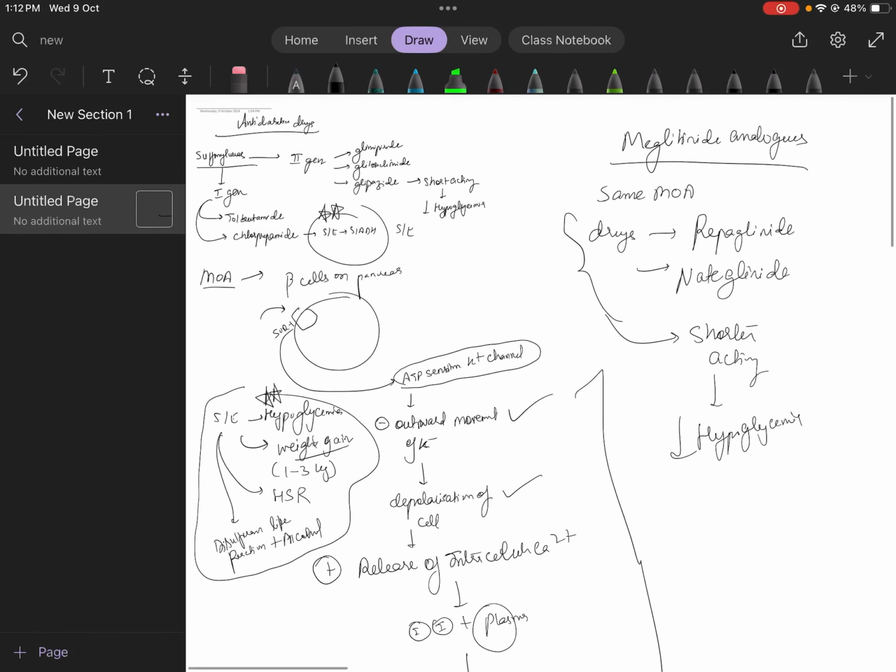So this is all about sulfonylureas as well as meglitinide analogs. In the next part, I'll be discussing one of the most important drugs with respect to antidiabetics, that is metformin, which is being commonly used.